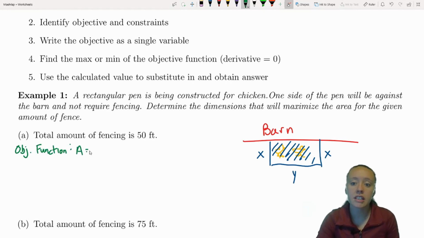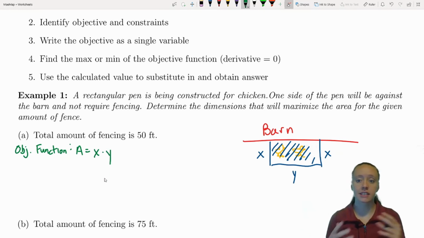That area is equal to x times y. So our objective function is x times y. Area equals x times y. Eventually, we're going to take the derivative of that and set it equal to 0 to find that maximum area.